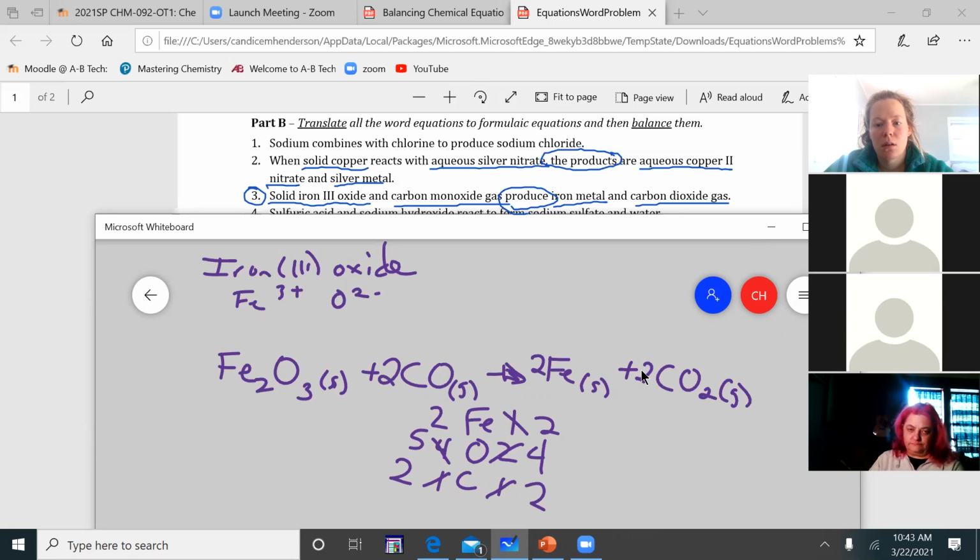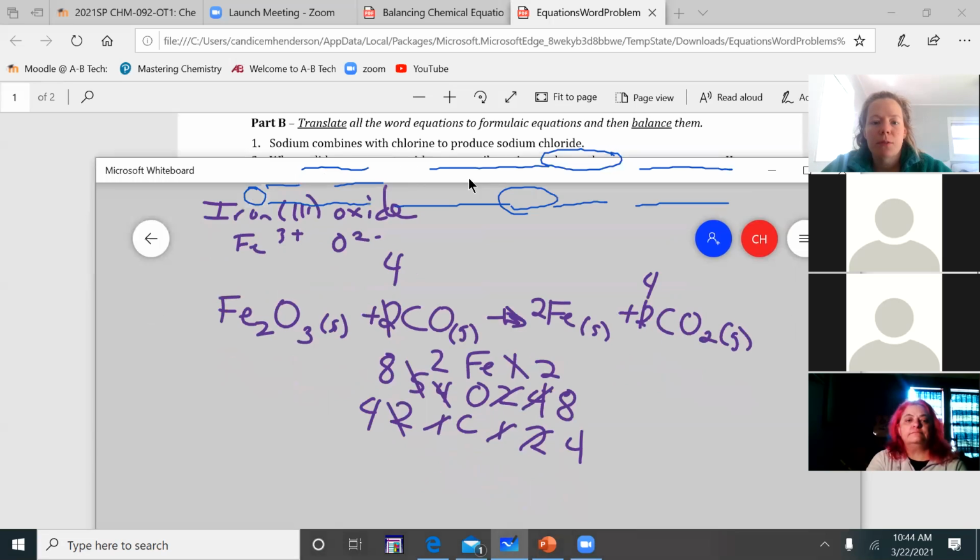4, 2, 4. That will change this to 4. It'll change this to 4, 5, 6, 8. Okay, if that's a 4, then I'm going to change this to 4. That will change this to 8, and I'll change that to, change my carbon to 4. Okay, yeah, there we go.